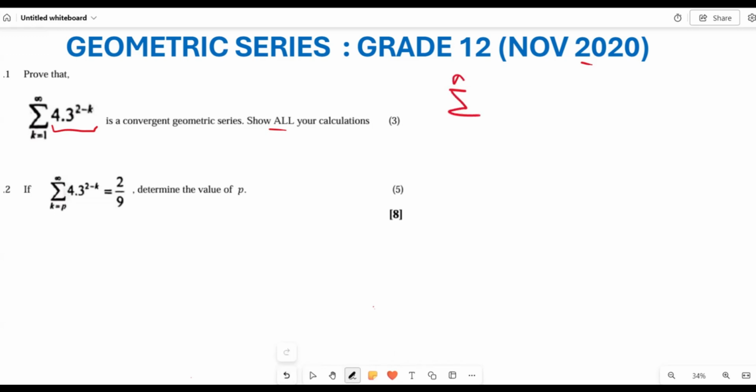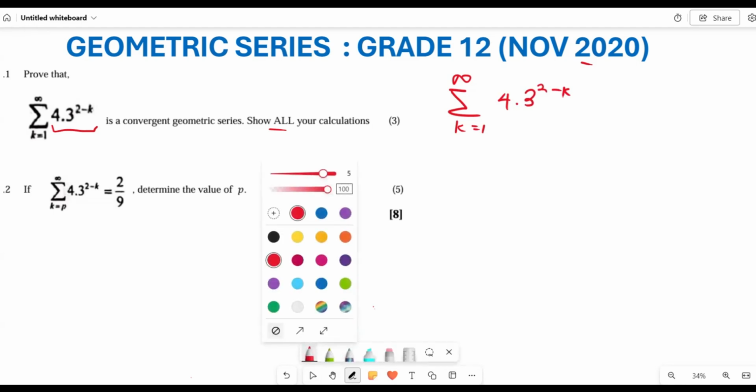This is sum to infinity, right? And then they are saying here you are given where k is equal to 1. This is 4 multiplied by 3. This is same as 2 subtract k, right? Now, obviously here they want us to calculate in terms of what is going to be our sum to infinity, right?